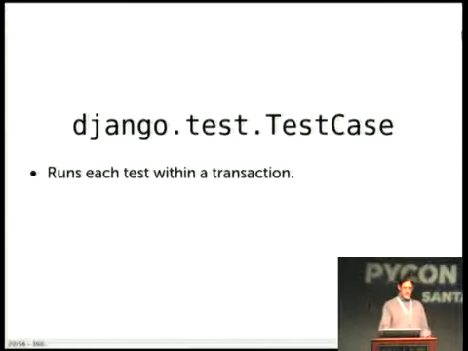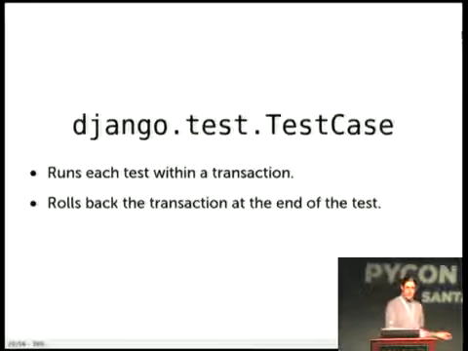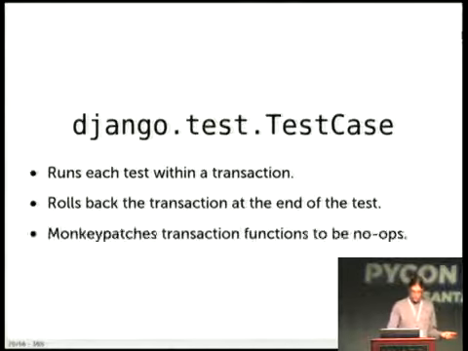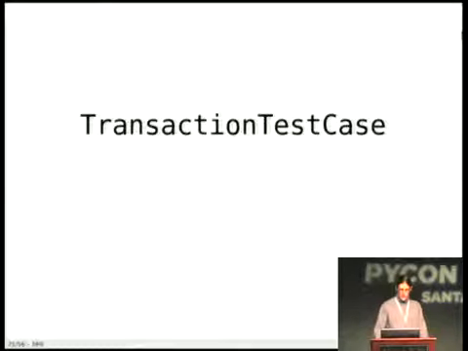The Django TestCase class runs each test within a transaction, rolls back the transaction at the end of the test, and monkey patches all the transaction functions, so if you call them in your code, they don't do anything. And this makes the tests a lot faster than they used to be in Django 1.1 because you don't have to truncate all the tables or recreate the state of the database between every test. You can just let the database do that with a rollback.